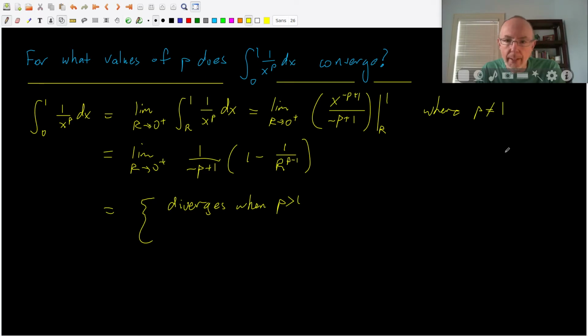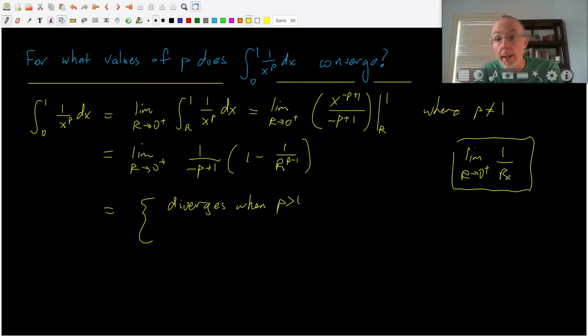Right, and the reason for that is because we've got something that's going to look like this. If p is bigger than 1, let's say p was 2, you would be looking at a term like this. If p was equal to 2, that's the term you would get. And if r is going to 0, then 1 over r is going to infinity. So it diverges.